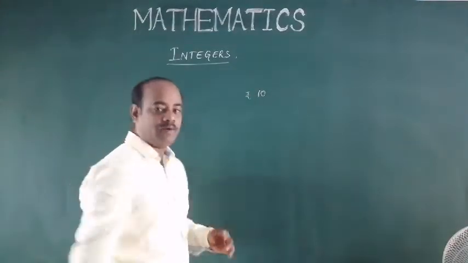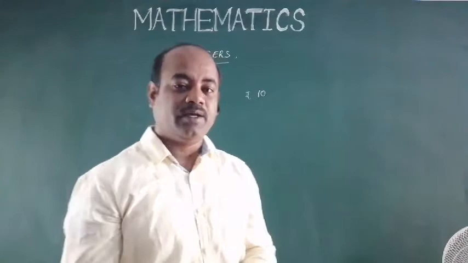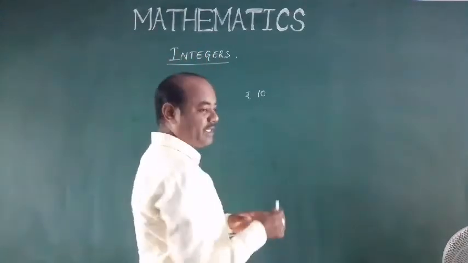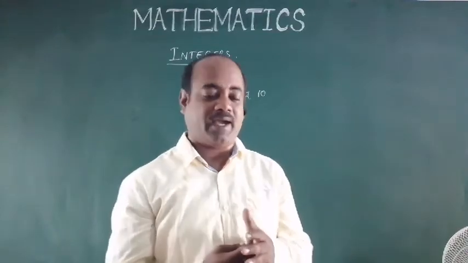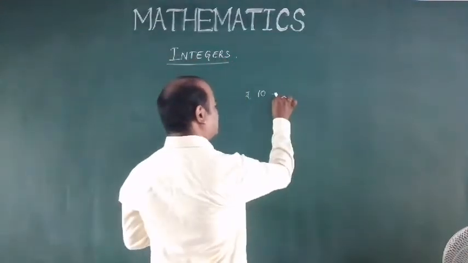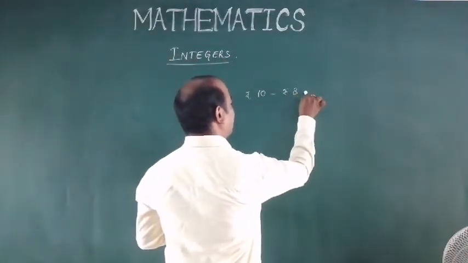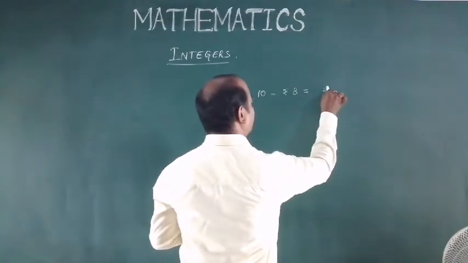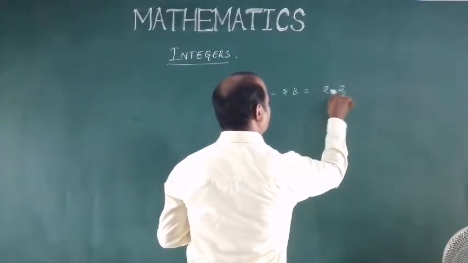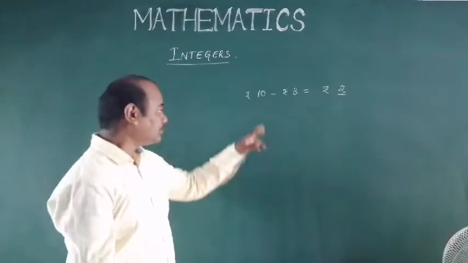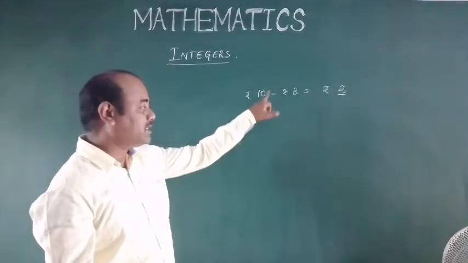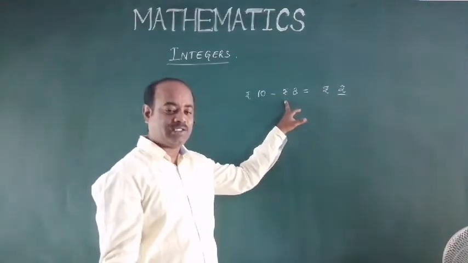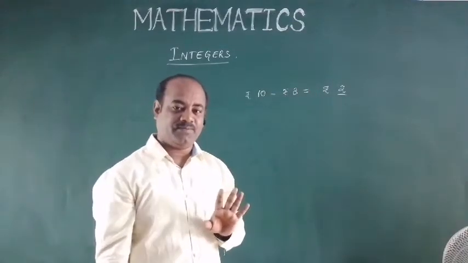You went to the shop and you purchased some items. That item's value is 8 rupees. How much will you get back? After purchasing 8 rupees, you will get 10 minus 8 is equal to 2 rupees. This is the rupee symbol, you know. You gave 10 rupees in the shop, you purchased items worth 8 rupees, you will get 2 rupees back, right?